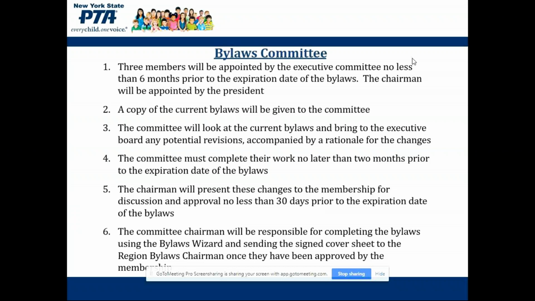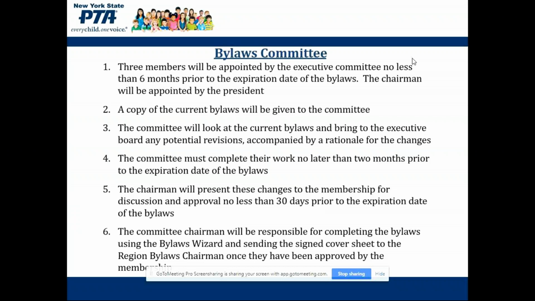Number 4, the committee must complete their work no later than 2 months prior to the expiration date of the bylaws. So let's say your bylaws expire, let's use April 1st, 2019. That would be next year. So if we back that up 6 months, that's around now. So October 1st would be when you'd want to appoint your committee. And then they have to complete their work no later than February 1st, 2019.